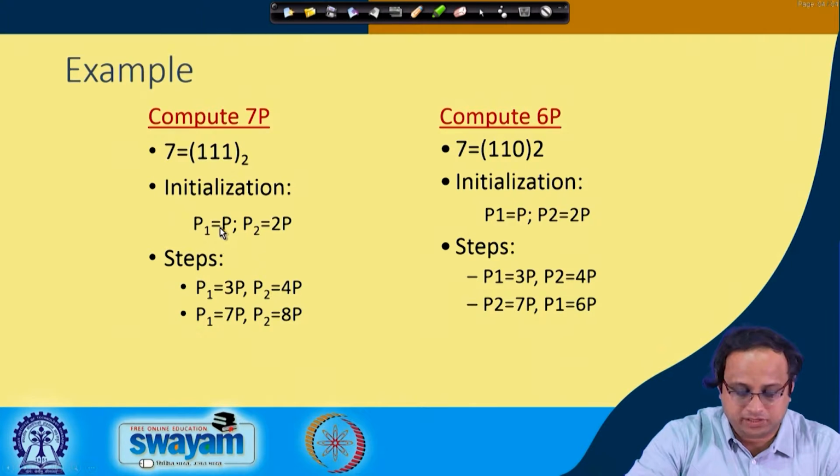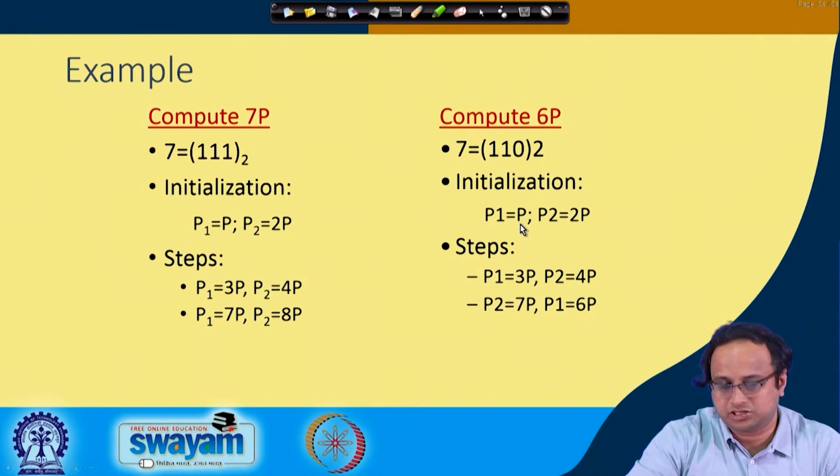Likewise, when the bit is 1 in the next iteration as well, I add 3p with 4p, so I get 7p, and I double 4p, so I get 8p. So you can see that I still get 7p, which is my objective. If the expansion was for 6, then I have 1 1 0.